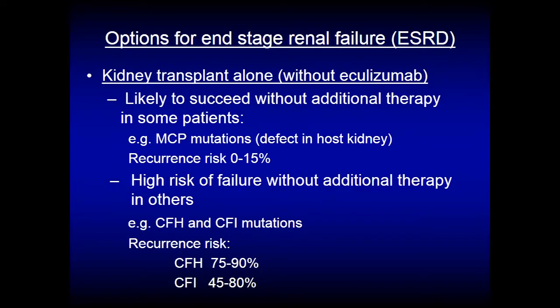So starting then with kidney transplant alone, that is without eculizumab, and this is likely to succeed in some patients. Those patients that have mutations that are actually within the kidney itself. For example, a protein called MCP is found in the kidney, not in the liver. And therefore, if you get kidney failure with atypical HUS from this protein, it's not because it's a circulating protein made by another organ, but it's because the kidney itself makes this protein and it's somehow defective in a patient with this mutation.